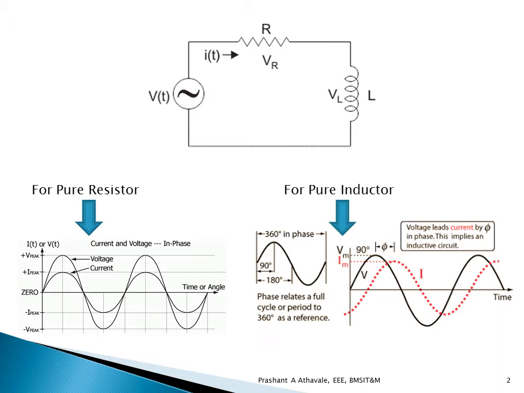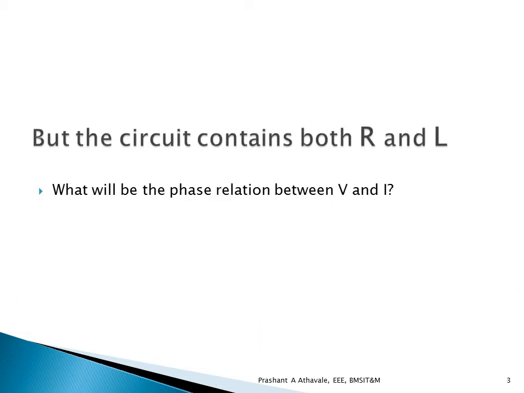But now it is not a pure resistor which is supplied by the voltage, nor the pure inductor. It is the combination of the two. The two are connected not in parallel but in series. They have been connected in series, and what will be the effect of this whole combination? So we'll go to the next slide.